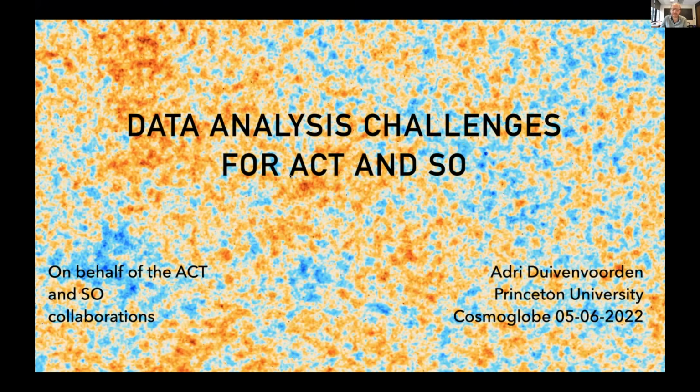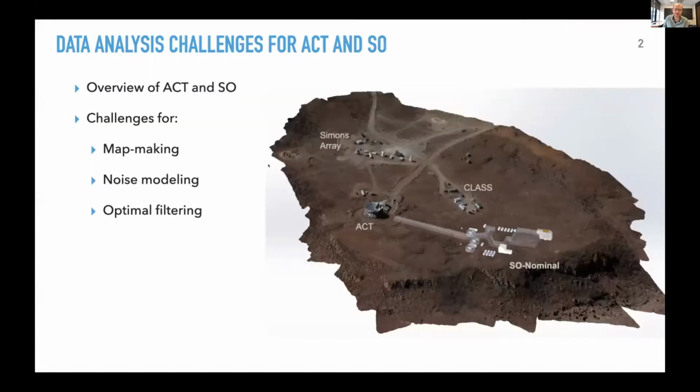I will talk about data analysis challenges for ACT and SO, because at Princeton I work on both these experiments, the Atacama Cosmology Telescope and the Simons Observatory. I will start with a short overview of these two experiments, and then I'll get into some of the challenges. Clearly, these will not be all the challenges we face, but I picked a few that I think are relevant to this conference and also the ones that I am most familiar with.